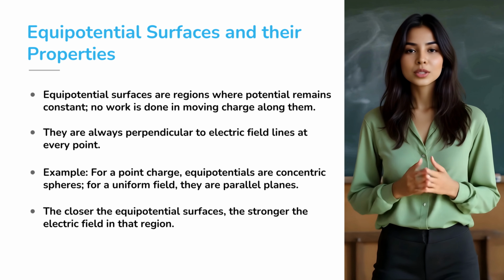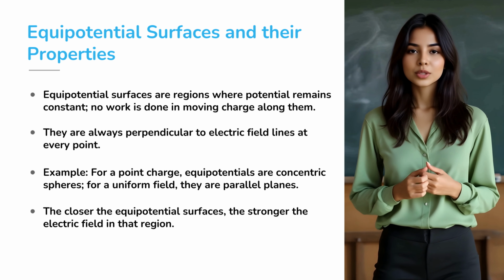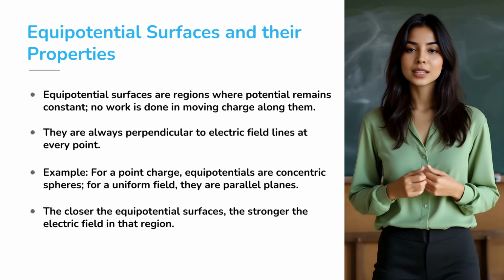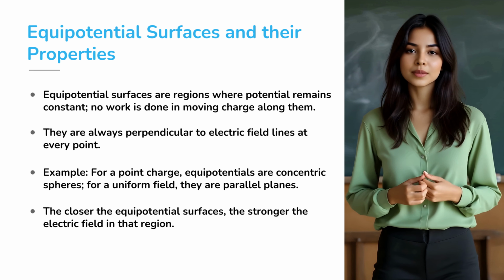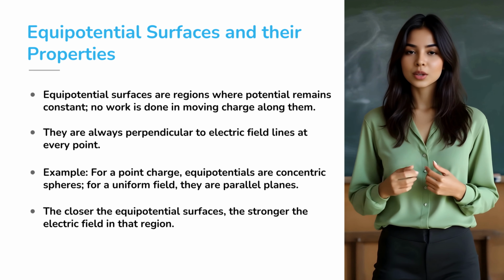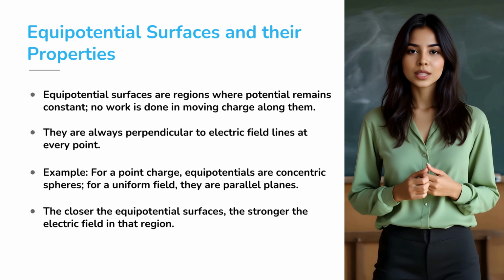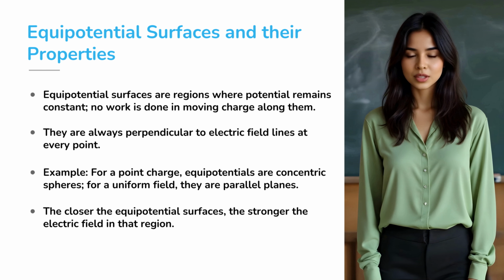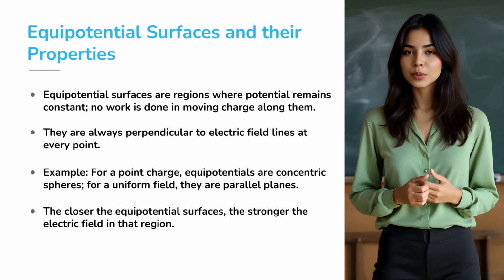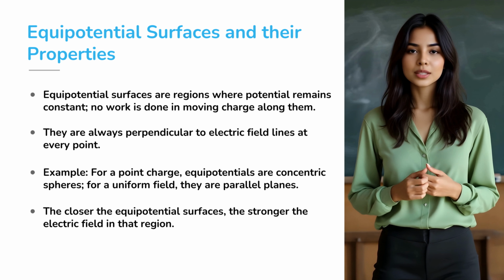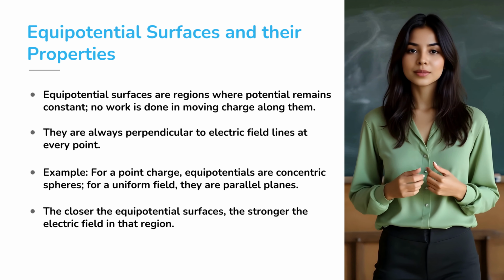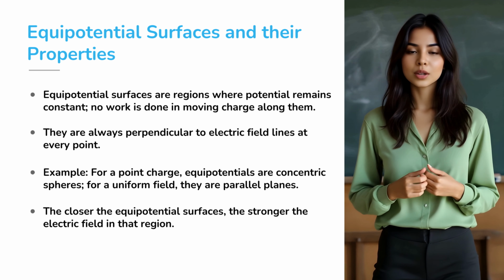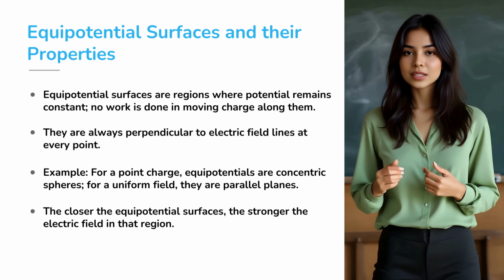Let's shift to a visual concept now, something called equipotential surfaces. These are surfaces where the potential is the same at every point. That means if you move a charge along such a surface, you don't do any work, because there's no change in potential. Here's an important property. Equipotential surfaces are always perpendicular to electric field lines. Why? Because electric fields only do work along their direction, not across it.